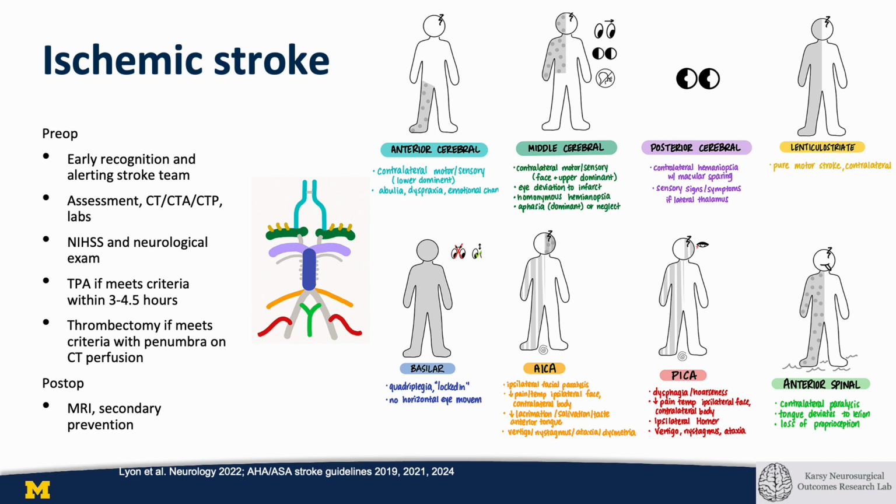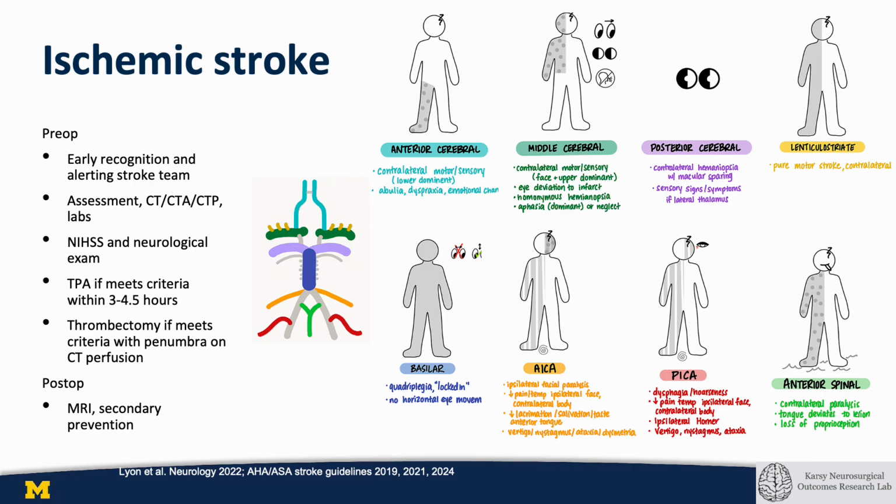And there are some examples I have of what that looks like. After a stroke is done, your job's not done. There's still additional secondary prevention, complication avoidance, and MRI scans that need to be done as well. These are some patterns of stroke that are important to recognize.